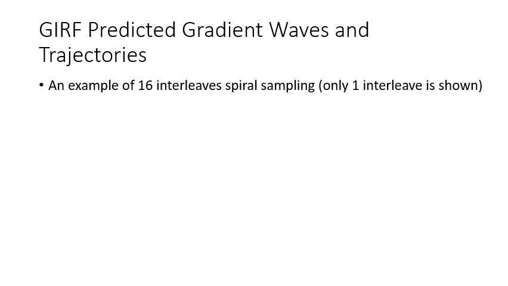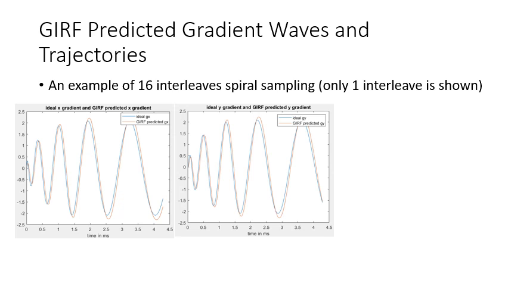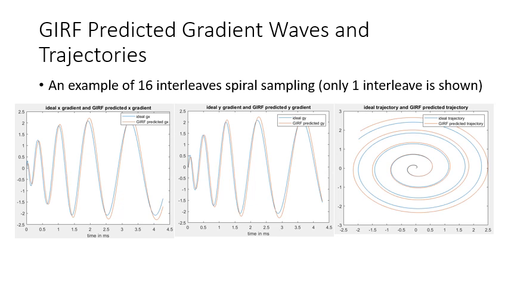Here is an example of 16-interleave spiral sampling. This is GX and GIRF-distorted GX. The red line is the GX, and the blue line is the GIRF-distorted GX, then the GY, and then one of the 16 interleaves. As we can see, the trajectory changed a lot.